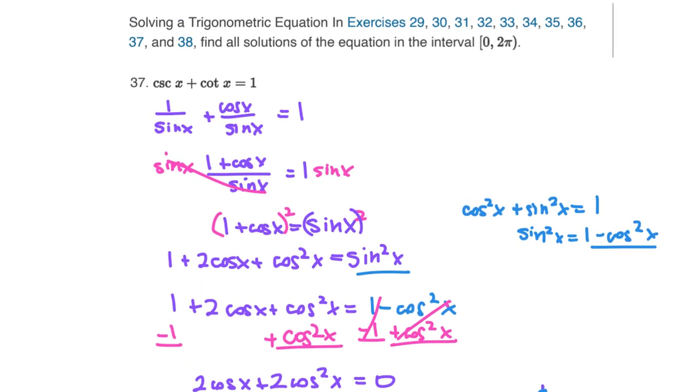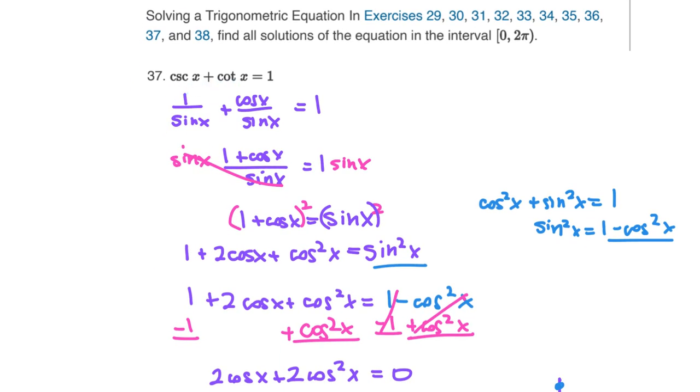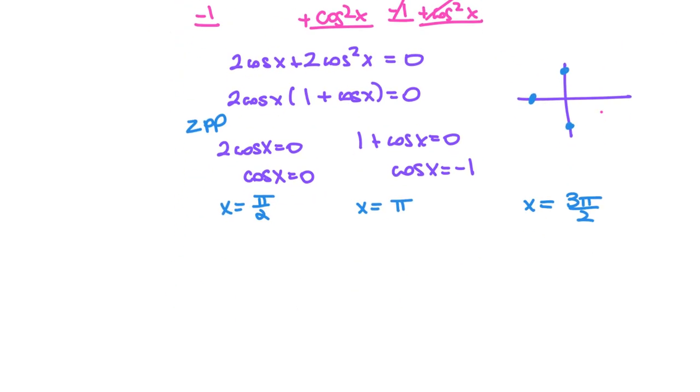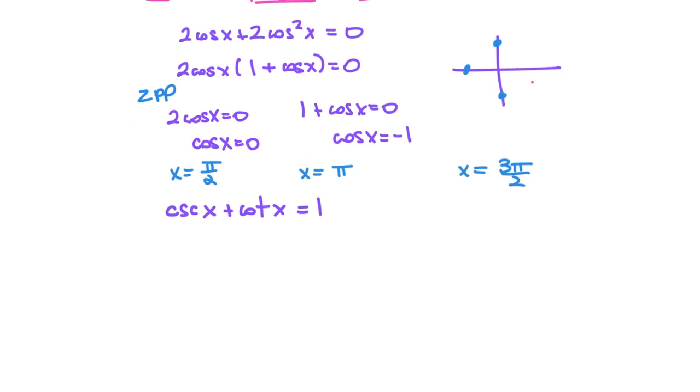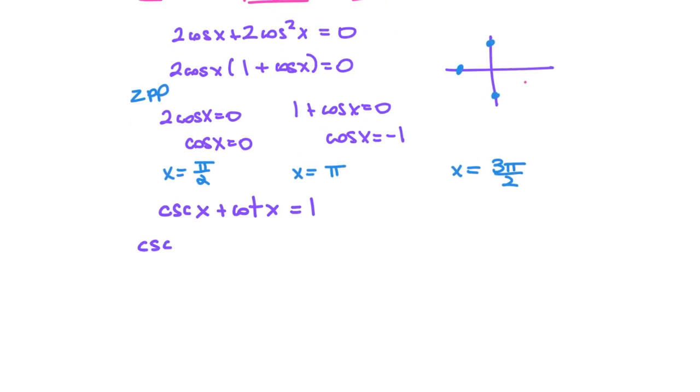And when you plug it in, you have to plug it in the original. So we can plug it into cosecant x plus cotangent of x here. So let's do that. So cosecant of x plus cotangent of x should equal 1. So we have cosecant of pi over 2 plus cotangent of pi over 2. So I can rewrite this instead. Cosecant is really 1 over sine of x. And so we have 1 over sine of pi over 2, which is 1, plus cotangent of pi over 2.